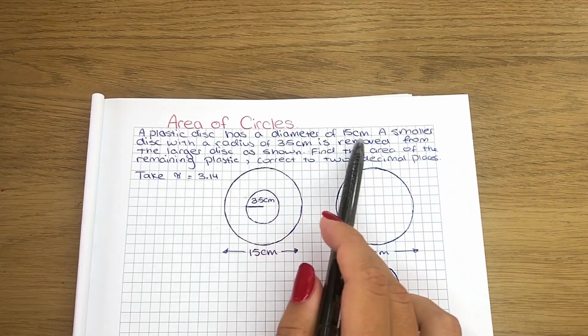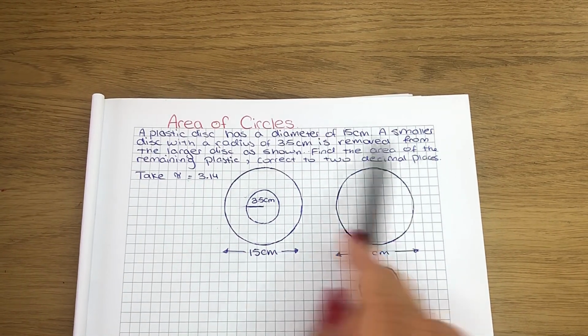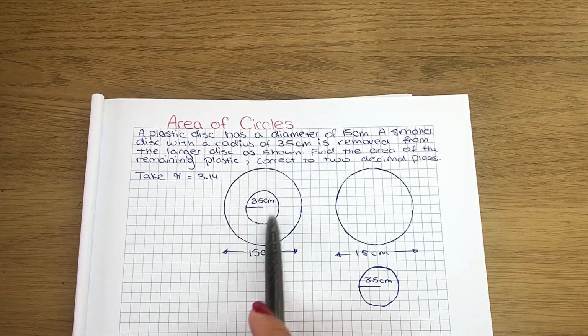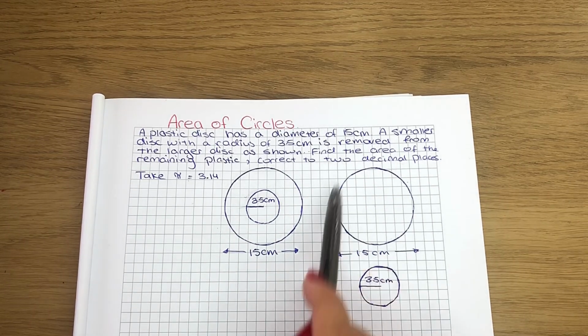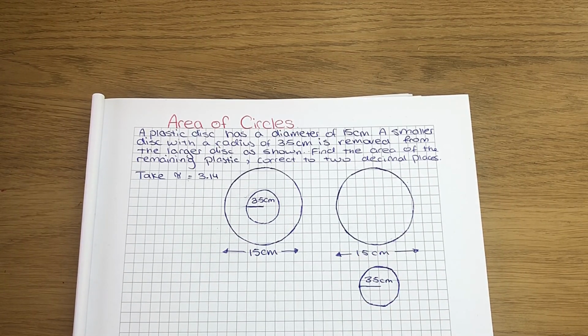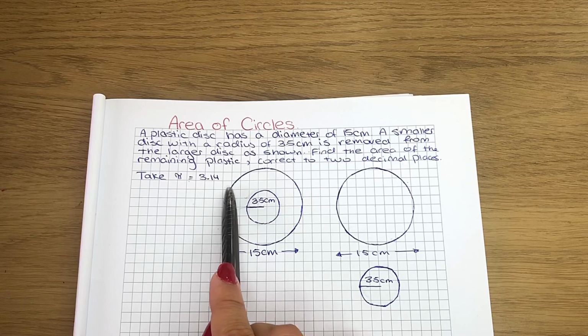A plastic disc has a diameter of 15 centimeters. A smaller disc with a radius of 3.5 centimeters is removed from the larger disc as shown. Find the area of the remaining plastic correct to 2 decimal places and take pi as 3.14.